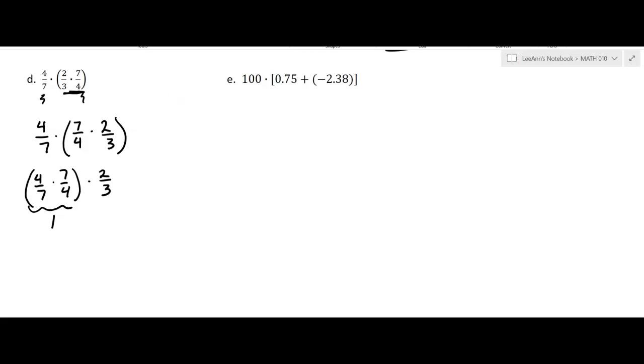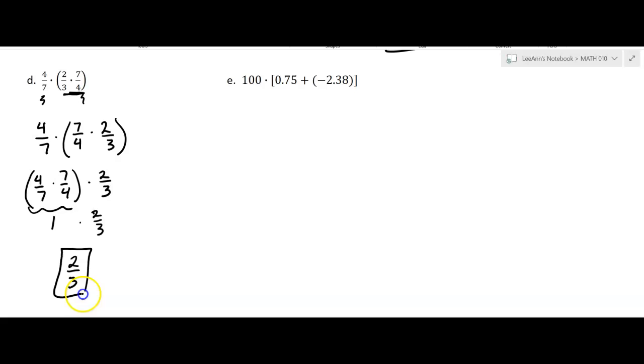Slide this up. So I have 1 times 2/3. That's an identity for multiplication, so I just get 2/3. And I didn't really have to do any fraction work. All right. Now, what have we got going on here on E? We've got 100 times, and then we've got these decimals. It looks to me like I should distribute here.